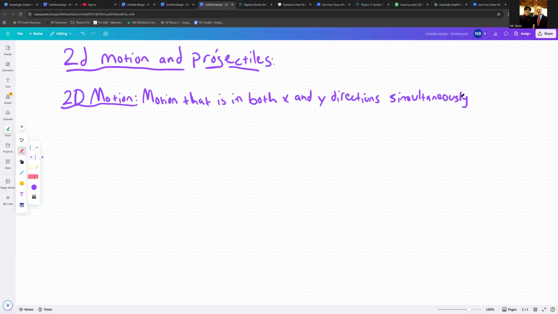We've already mentioned the importance of making sure we don't accidentally put a y direction variable into an x direction equation, or something like that. So let's draw an example of 2D motion. This is going to be a general example before we move on to projectiles.